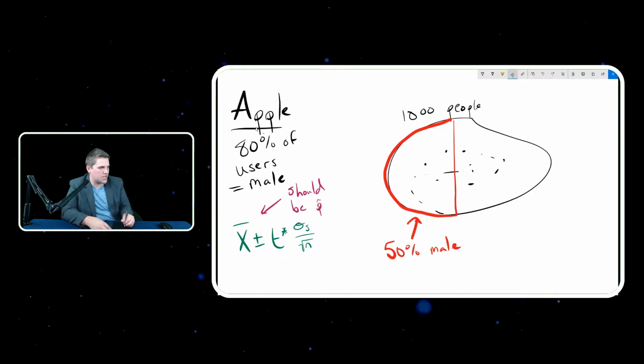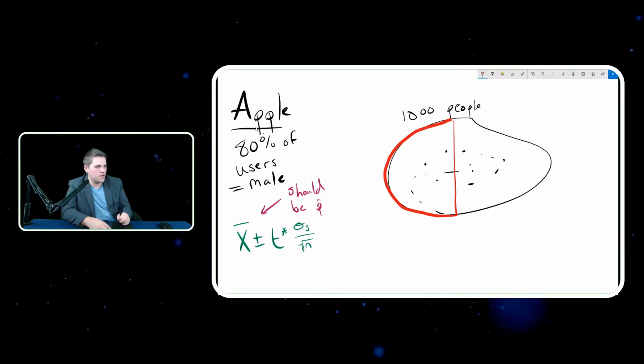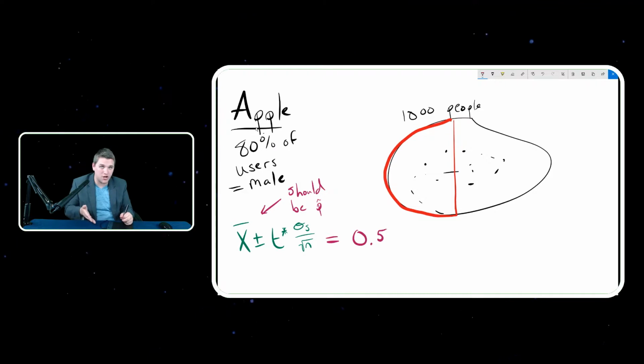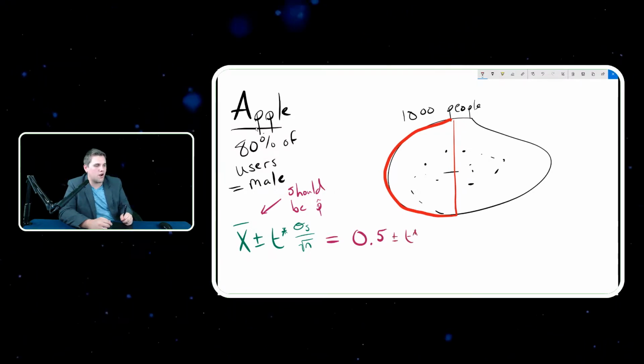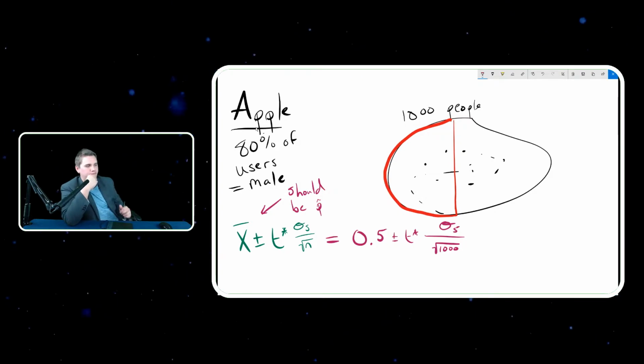So let me erase some things to make myself some room here and show you what I mean. This should be like 0.5 or 50%. Doesn't really matter. I prefer 0.5 because we're talking about a proportion here. Half of Apple users that I sampled were male, plus or minus, and now we have to use T star. I would use the chart to figure out what that number is. I know how to do that. I have 1,000 people. I know what the number of people there are. But standard deviation, what is the standard deviation of my data?